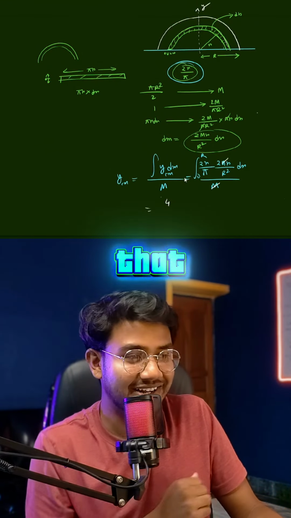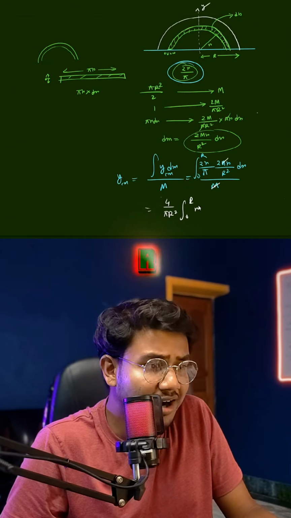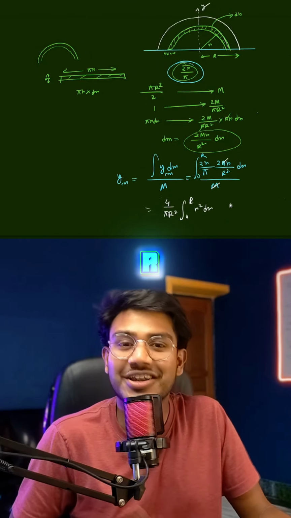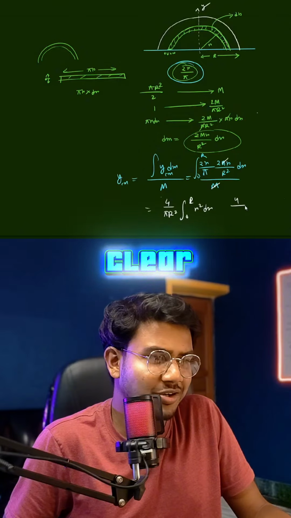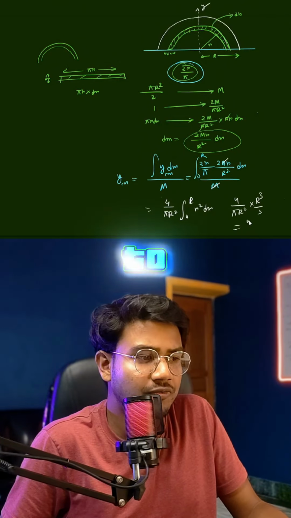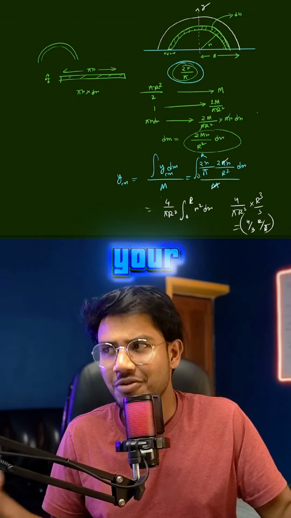And the good news is that 4 by pi R square is going to come out, and r square dr from 0 to R is what remains in that integration. So it's going to be R cube by 3. So it's pretty clear to us that 4 by R square into R cube by 3 leads us to 4R by 3 pi, and that should be your solution.